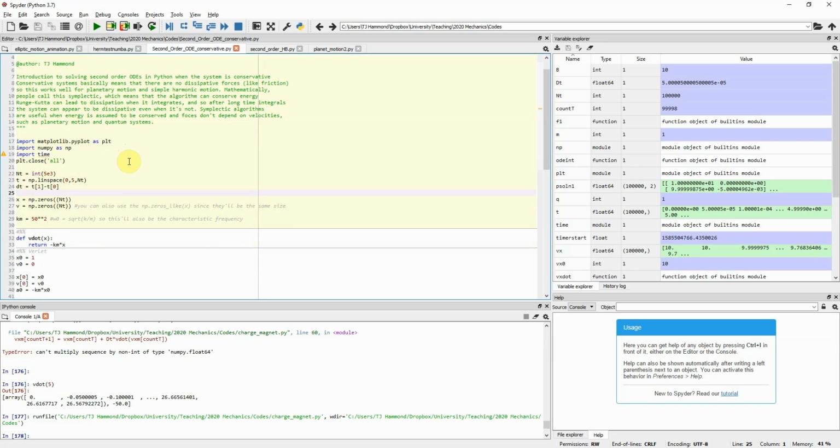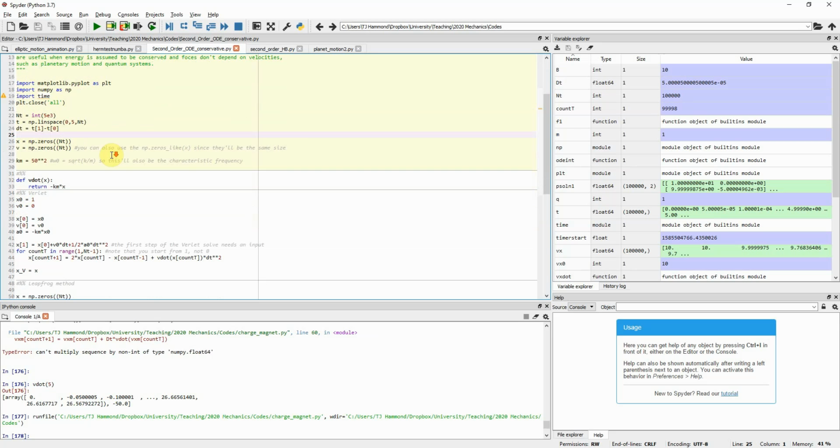Okay, so we again import our necessary libraries. We want to plot, so we import matplotlib. We want to have some numbers, so we need to import the numerical package for Python. We'll integrate over an integer number of steps, about 5,000 steps, and over 5 seconds, or 5 units of time. And again, we define our dt, our time step, as our first step minus our 0th step.